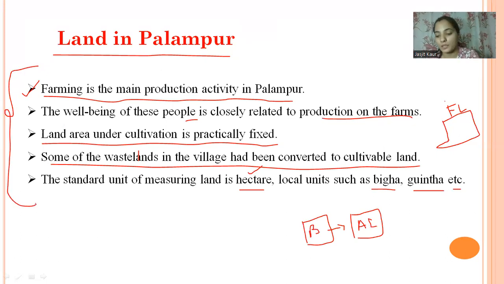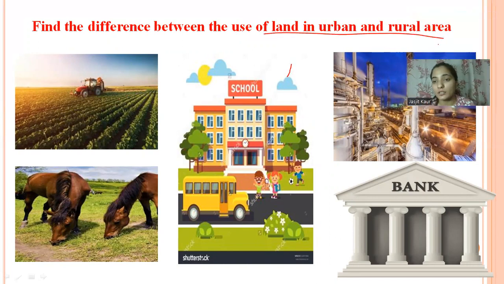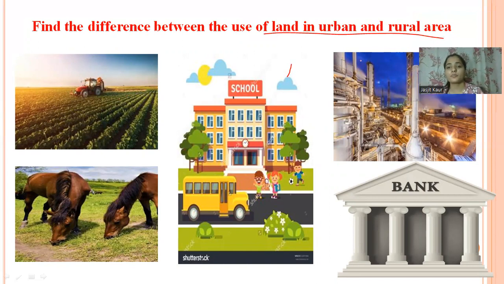So you have to remember this. Now moving forward, you have to find the difference between the land used in urban and in rural areas. We have seen that the lifestyle of urban area and rural area are very much different from each other. Here you have to observe these images, and apart from these images also, you can share your experiences or your ideas related to the land use in urban and rural areas, and you can write your answers and observations in the comment section.